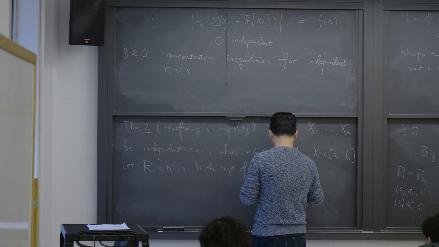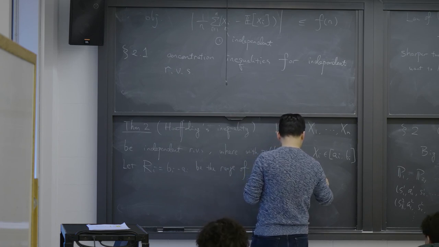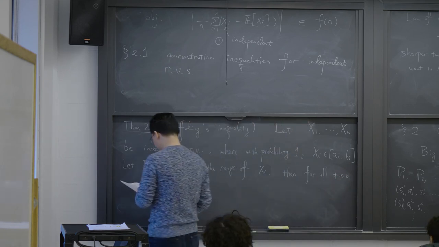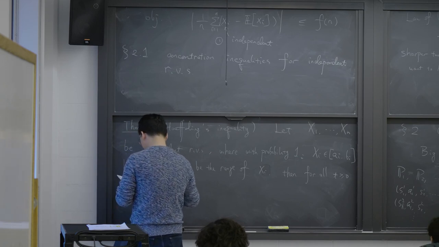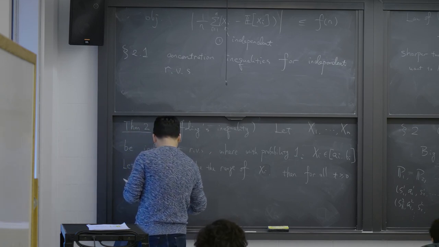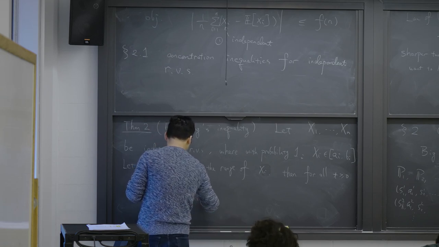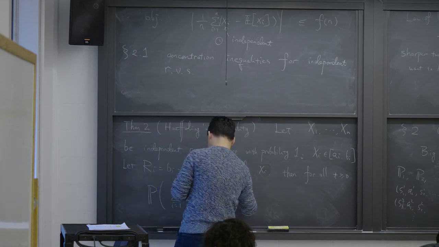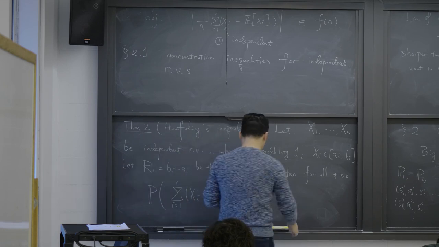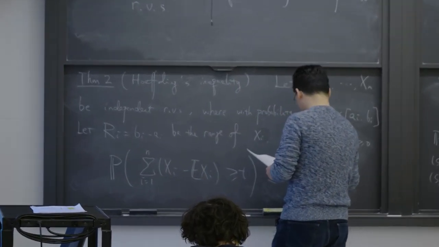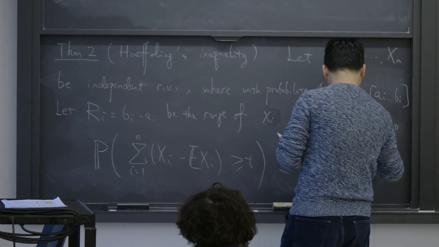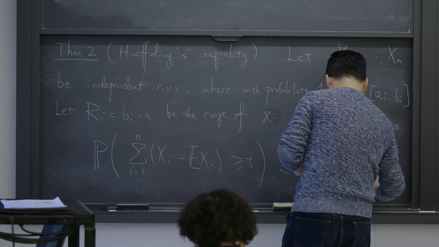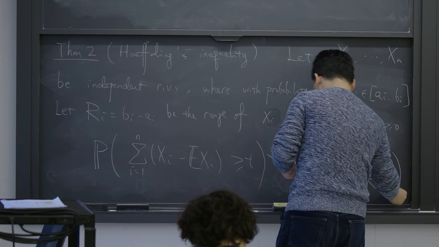Then for any t greater than 0, the probability of the summation i from 1 to n of xi minus the expectation of xi, greater than or equal to t, is less than or equal to something exponential: e to the minus 2t squared over the summation i from 1 to n of li squared.